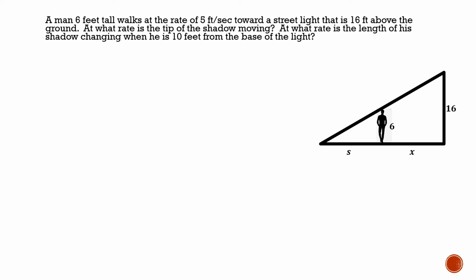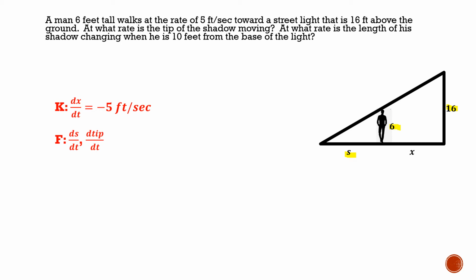This 16 is the street light over here. This is my man, 6 feet tall. His shadow will be out to the left of him, and x represents his walking. Alright, so we know his walking, or dx/dt. We know his rate is -5 feet per second. And it's negative because he's walking toward the street light. If he was walking away from the street light, it would be positive.